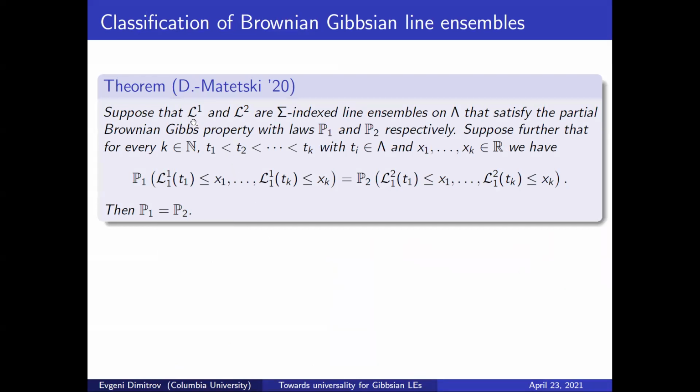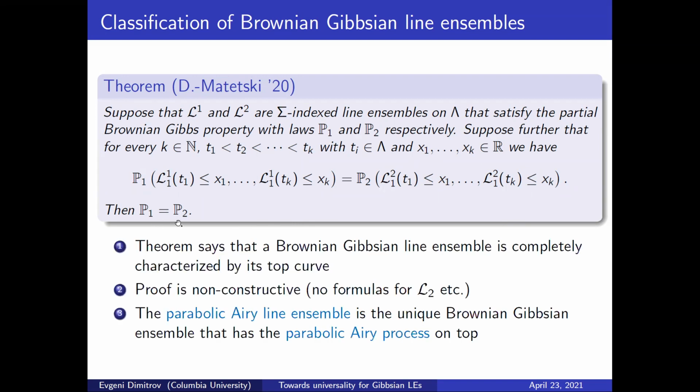So the statement is as follows. Suppose you have two line ensembles, L1 and L2, and they both satisfy the Brownian Gibbs property. And in addition, suppose that the top curve of the first ensemble has the same finite dimensional distributions as the top curve of the second ensemble. Then the conclusion is that the full ensemble laws need to match.